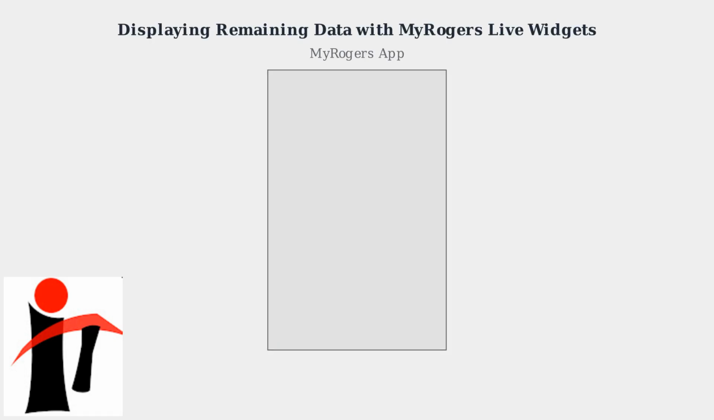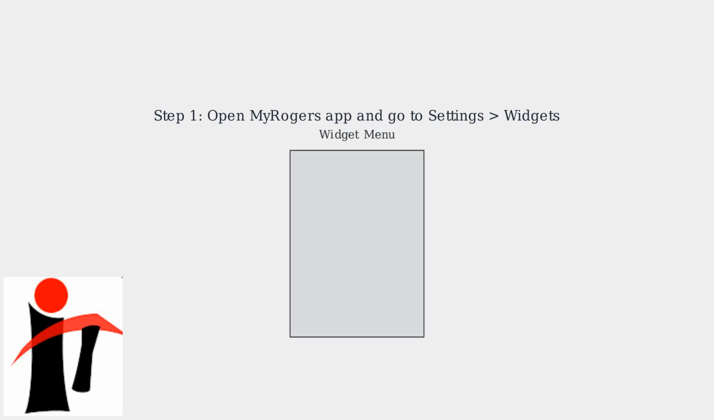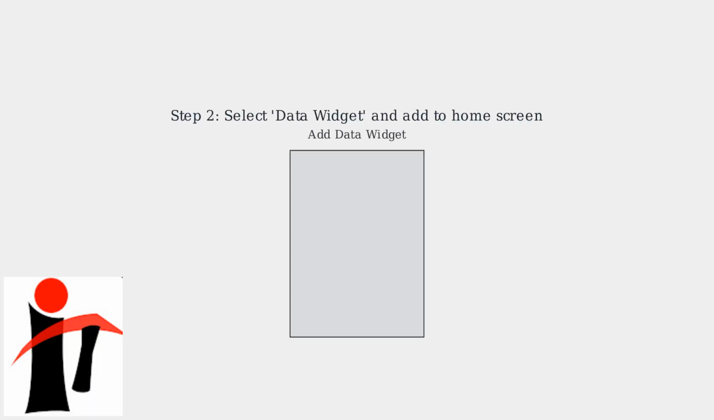The MyRogers app lets you monitor your mobile data usage. Open the app and log in to access your account details. To set up live widgets, open the MyRogers app and navigate to Settings, then select Widgets. Choose the Data Widget option and add it to your home screen through your phone's settings.